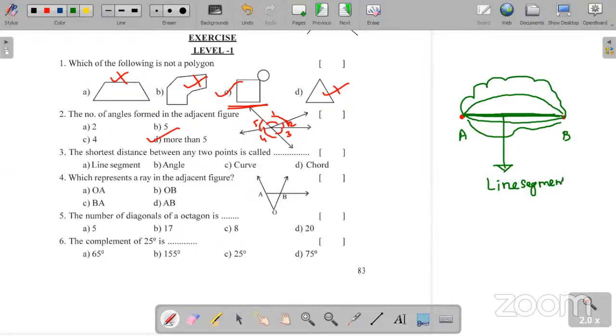Line segment. The shortest distance between the 2 points is always, remember, a line segment. Wonderful, Nana. A is the right answer.